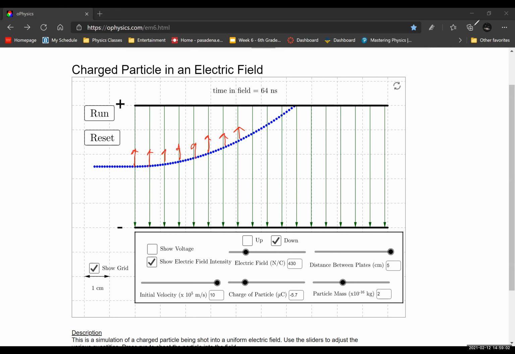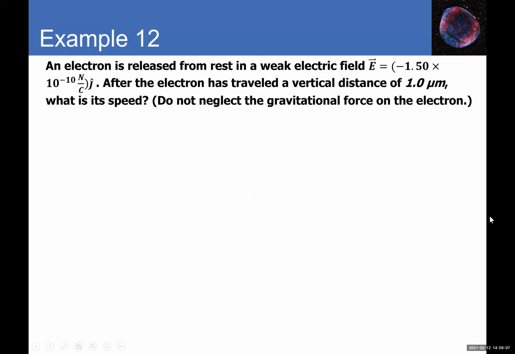All right. So that means right now, if I go back to this example, I have an electron released from rest in a weak electric field, and it has an electric field of negative 1.5 times 10 to the negative 10 Newton per Coulomb. It's in the j-hat direction. That means basically there's an electric field in this region, straight down. Let's say this region has an electric field like that. Okay. Let me do, let's say, field lines.